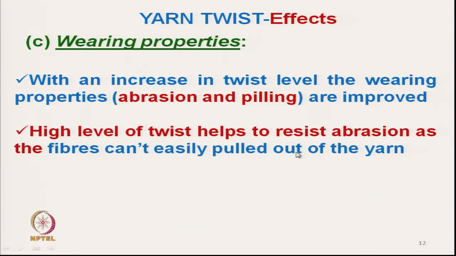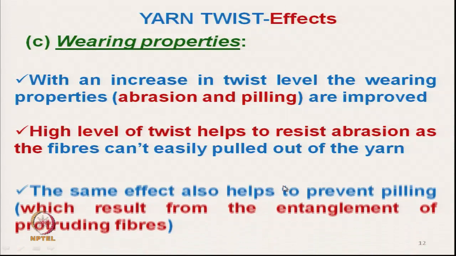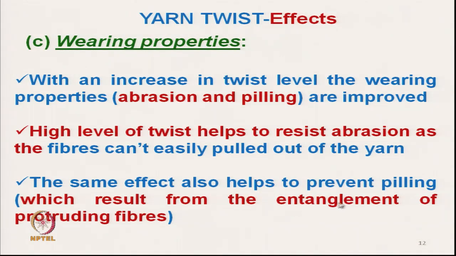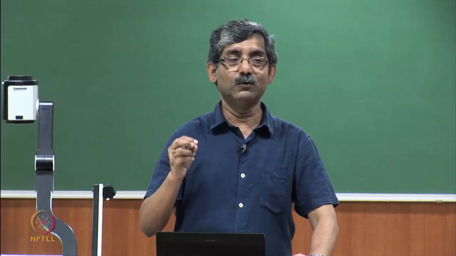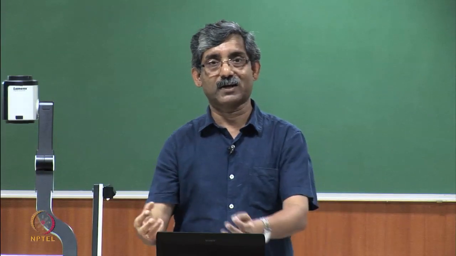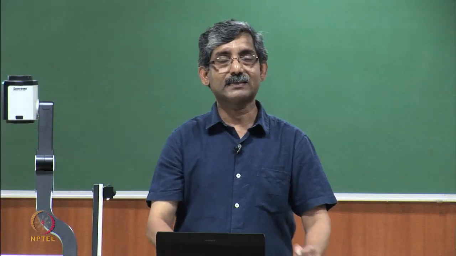High level of twist helps to resist abrasion, as the fibers cannot come out easily. And the same effect also helps prevent peeling, that I have just mentioned. So, it starts from small entanglement, and gradually the entanglement gets bigger and bigger due to pulling out of the fiber from the yarn structure. It gets rolled.